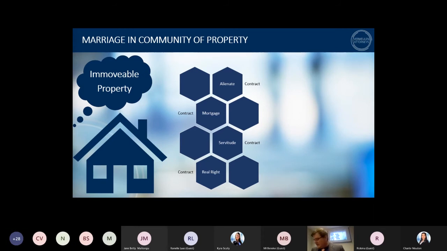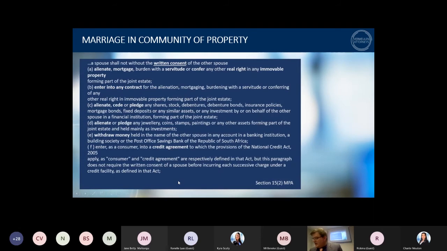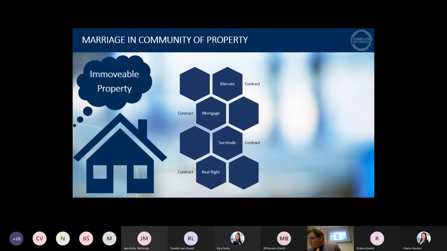You cannot alienate, and says subsection B, you cannot enter into a contract for the alienation. You cannot mortgage, and you cannot enter into a contract for the mortgaging. So you cannot do the physical act of mortgaging, and you cannot even sign the contract which would lead to the act without the written consent of the other spouse in the marriage in community of property.